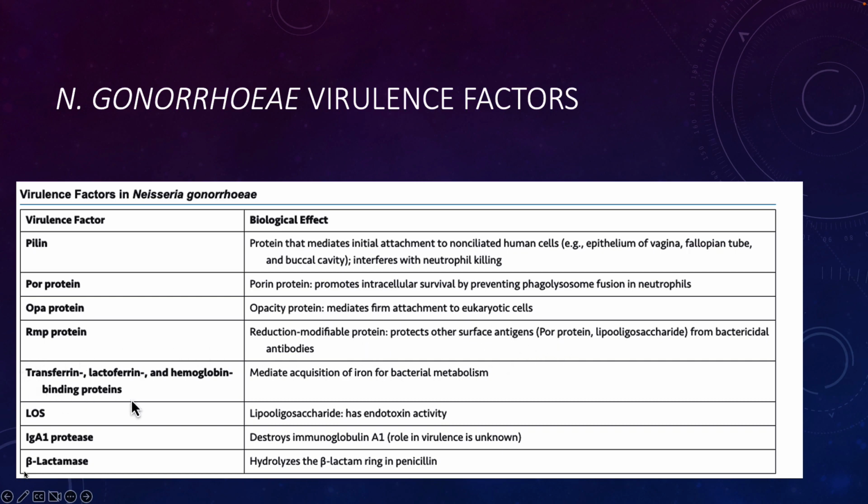They have proteins that allow them to acquire iron. Their LPS is actually not LPS, it's LOS. The polysaccharide is shorter, so it's lipo-oligosaccharide, which does act like an endotoxin. It can destroy IgA, and it can break down penicillin. So this is a pretty nasty pathogen. And again, one of the highlights here is the fact that it has LOS instead of LPS.